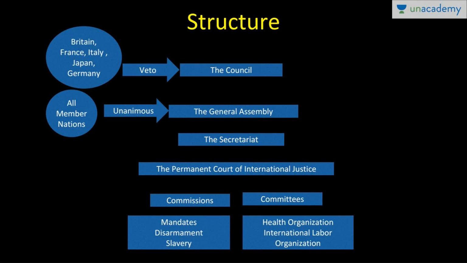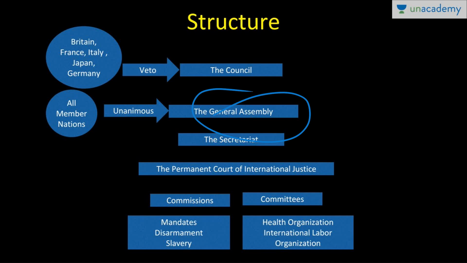Now let us see the structure of the League. There were 42 member states at the beginning, and they increased to 55 by 1926 when Germany was admitted after 6 years. It had five main organs. First was the General Assembly, as you can see here. This met annually. It contained representatives of all the member states, each of which had one vote, and its function was to decide general policy. Any decisions taken had to be unanimous, meaning everybody should agree.